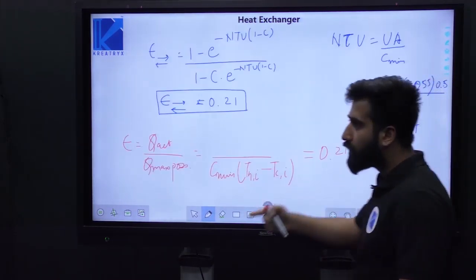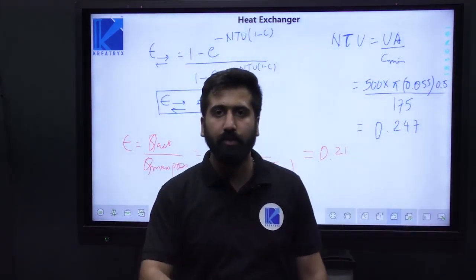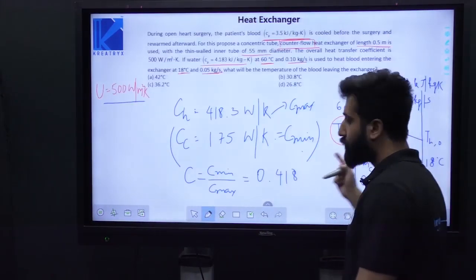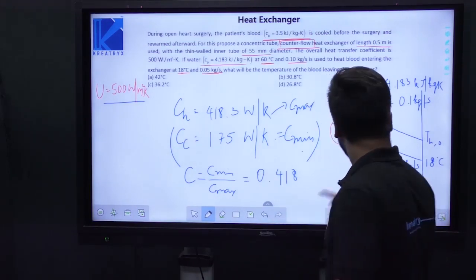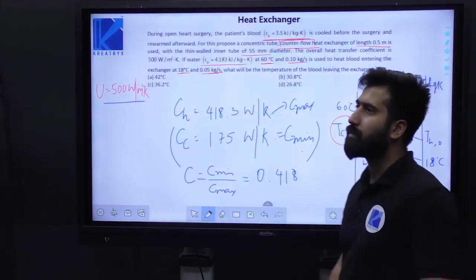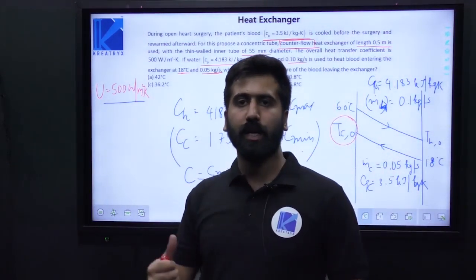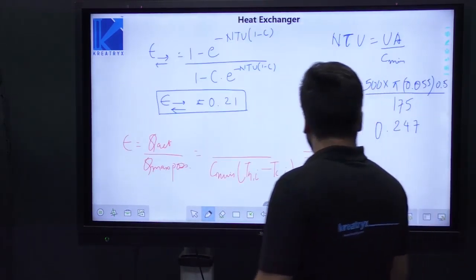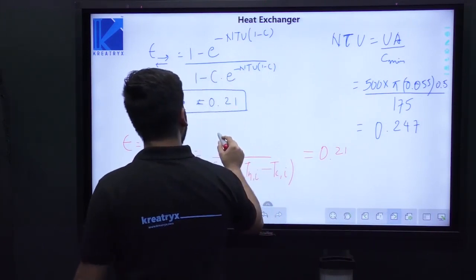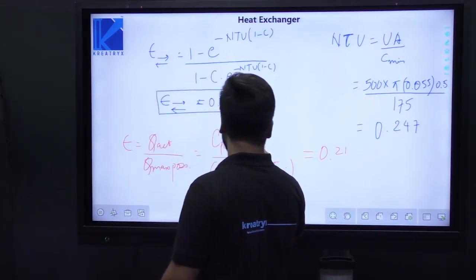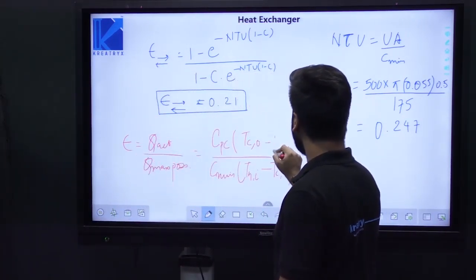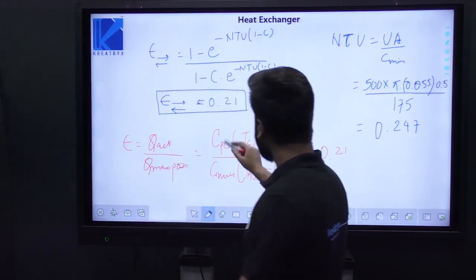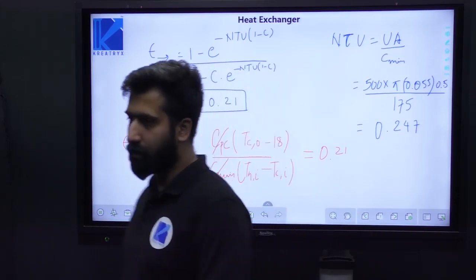Okay, so m dot h cph (60 minus Tho) is actually equal to m dot c cpc (Tco minus 18), because the heat lost by the hot fluid is equal to the heat gained by the cold fluid. So this is cpc and this is Tco minus 18. Coincidentally, cpc is C minimum, so it gets cancelled out.